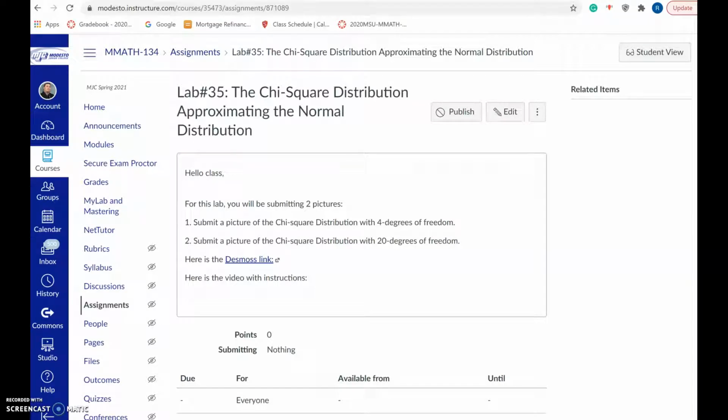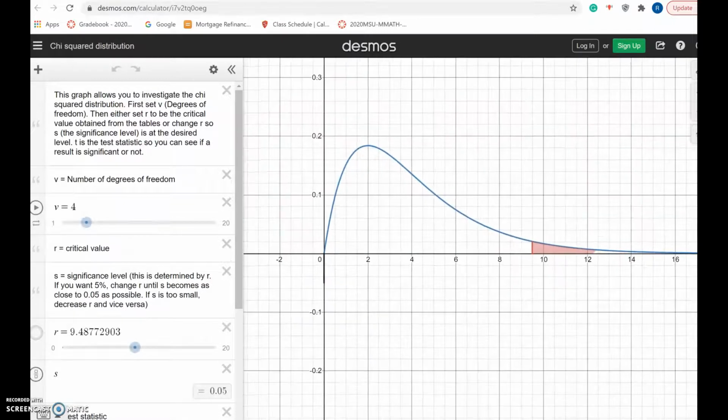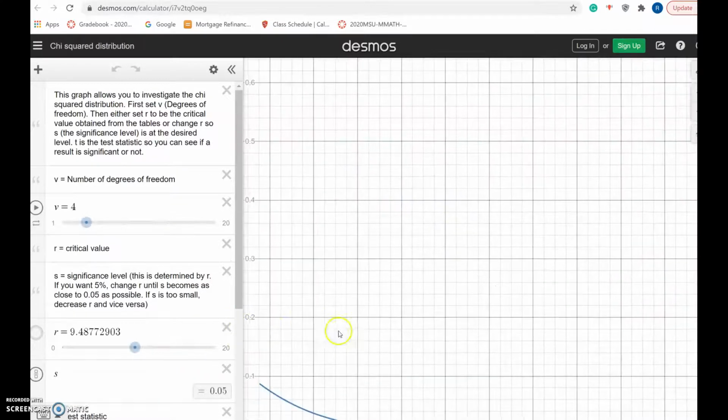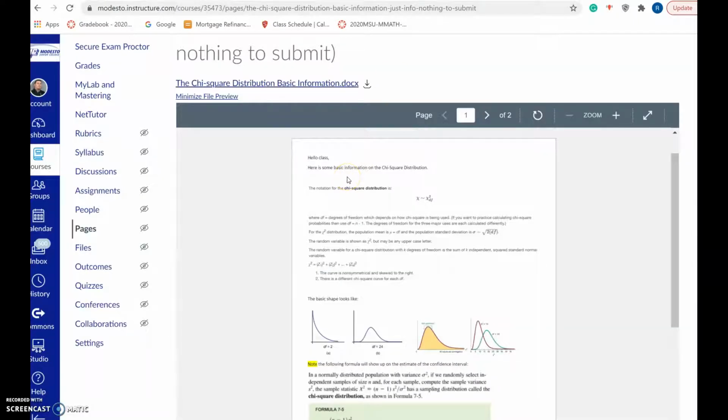Hi class, for this lab, we're going to take a look at the chi-square distribution and how it approximates a normal distribution. So please open up this link, and this link is going to take you to this spot here. Okay, so before we actually modify the code, let me talk a little bit about the chi-square distribution.